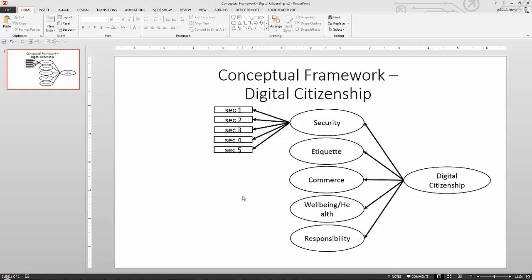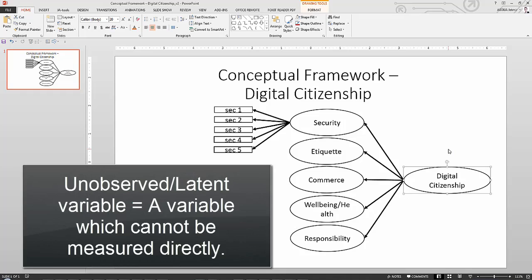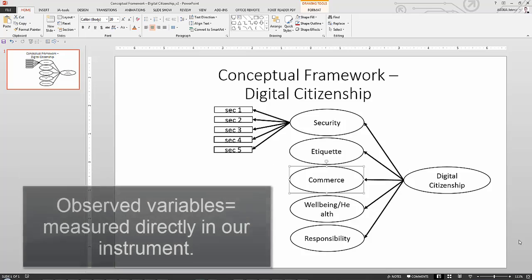Now, it's important for you to understand the naming convention or how we refer. So digital citizenship is referred to as the factor or the concept. And this is an unobserved or latent variable. On the other side, security, etiquette, commerce is referred to as the subconstruct. These subconstructs are also latent or unobserved variables. The only observed variables, or those that we are directly measuring in our model, are the indicators or the items.